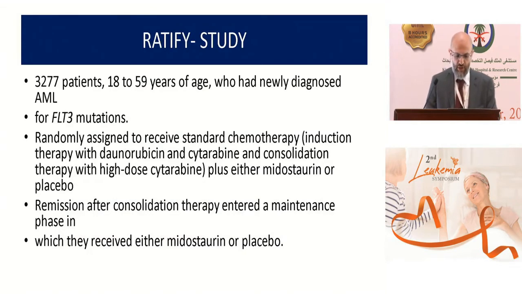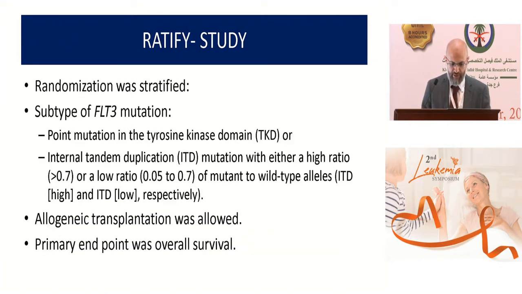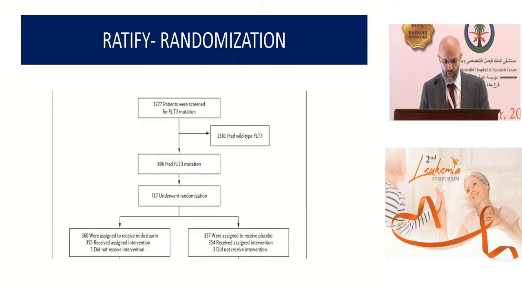So it was 3,000 plus patients, randomly assigned, as I said, and the randomization was stratified by the subtype of the FLT3 mutation, whether it's point mutation, if it's TKD, or an internal tandem duplication. It was stratified according to the allelic ratio. An allotransplant was allowed, unlike actually some of the later gilteritinib studies where you weren't allowed to transplant the patient, and the primary endpoint was overall survival. And in the end, that's what we're looking for.